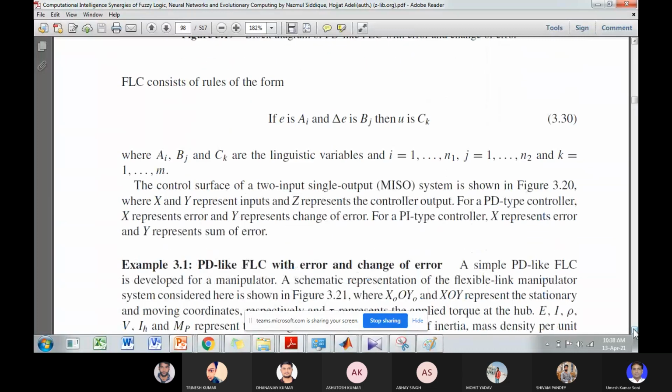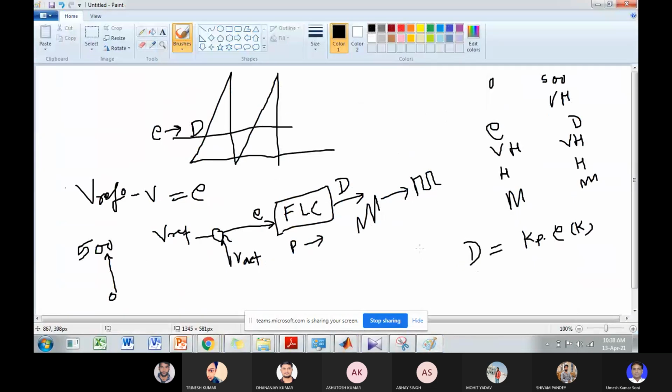Now we take the example of this duty cycle variation. Suppose V reference is increasing with time. There is a ramp, and the actual output of the converter is 0. Then you can see that the error is also increasing with time. So there is a change in the error.